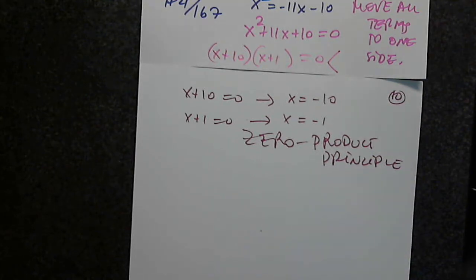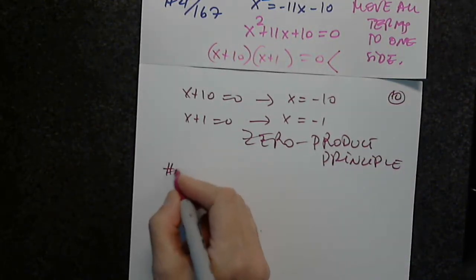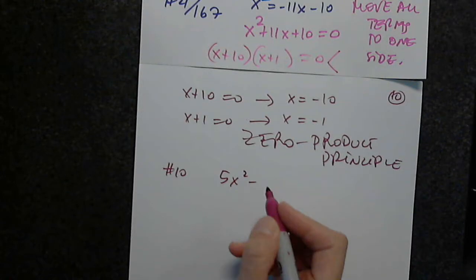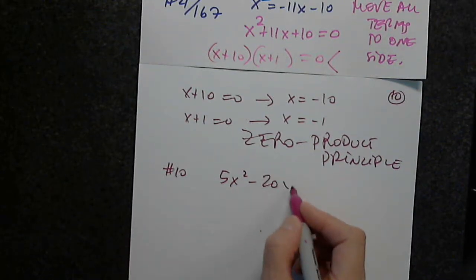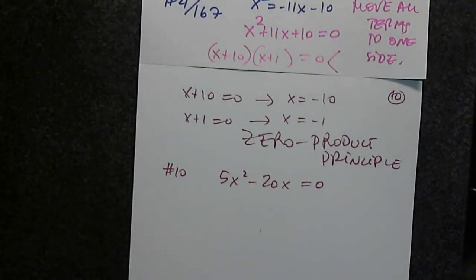So we said 10, 5x squared minus 20x equals 0. Okay, let me remind you again. I may show you a method that may be slightly different than the one you know. Do not switch to my method unless you find it easier.